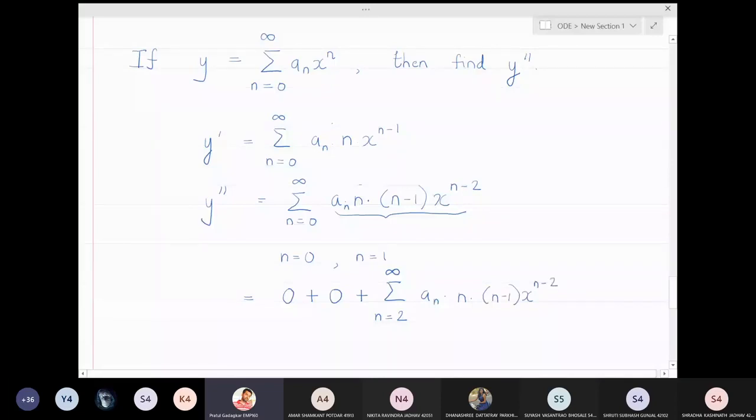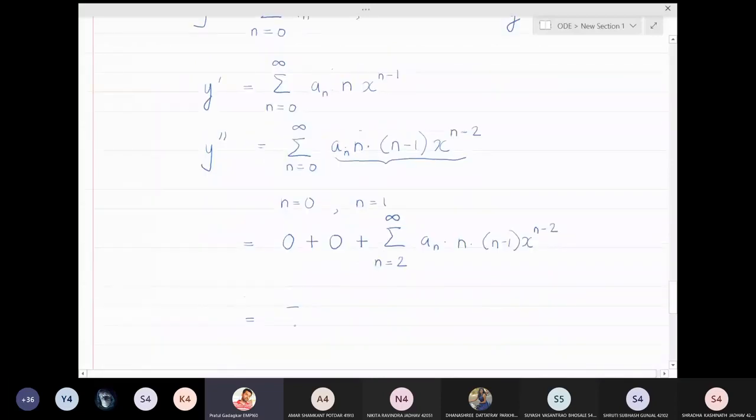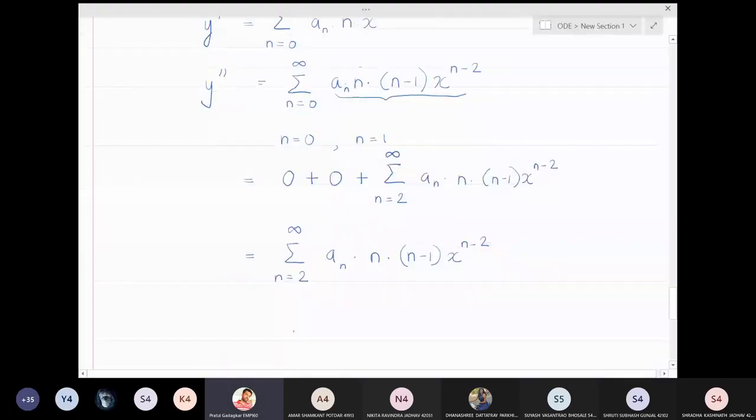So this will just simply become, I will just write the summation n going from 2 to infinity, n into n minus 1 into x raised to n minus 2. But again, as I told you, I'm not liking this term. This is x raised to n minus 2. So I will make a change of variable. So I will put n minus 2 equal to k.